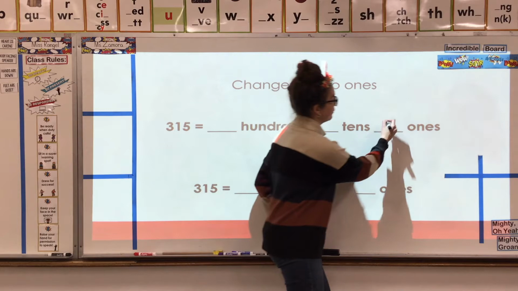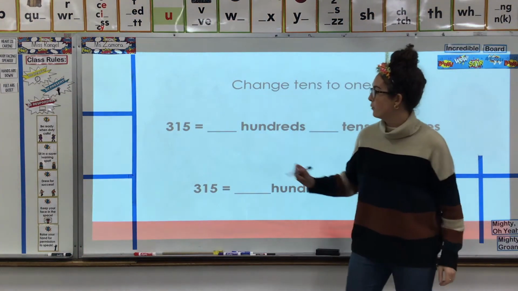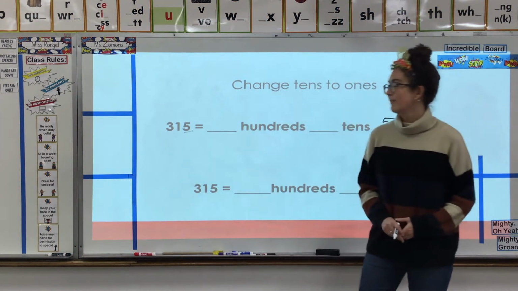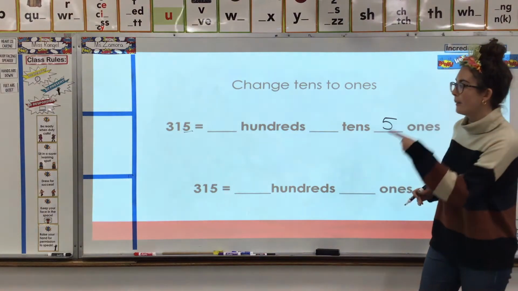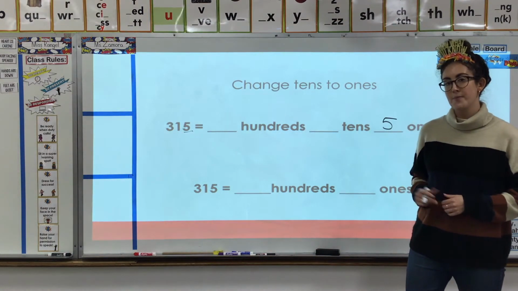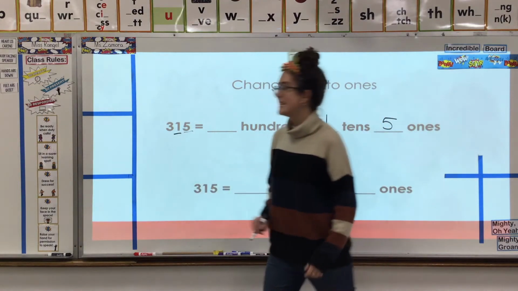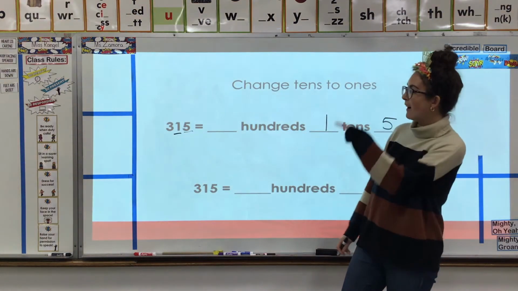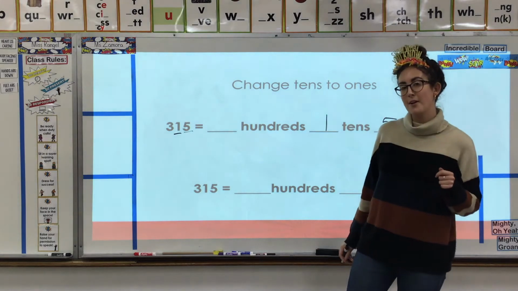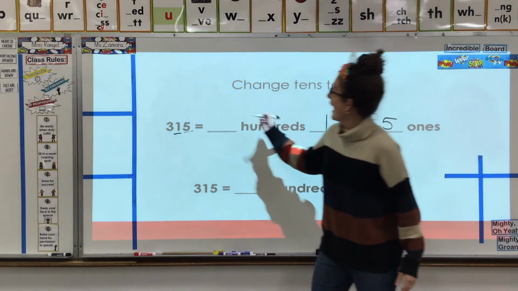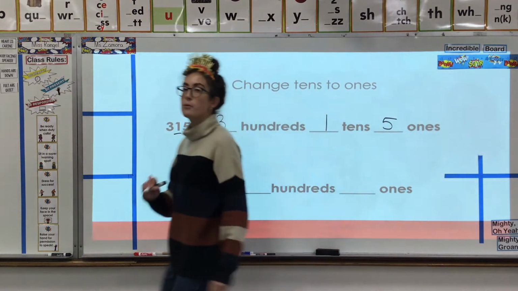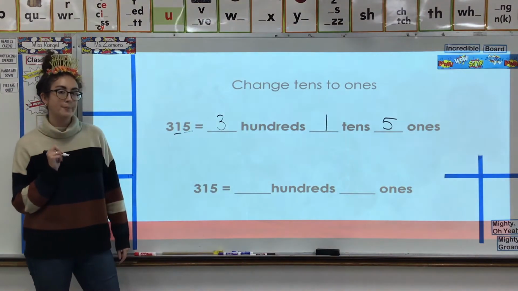There are 5 ones, exactly. How many 10s are there? How many 10s in this number? 1. There's just 1 10. What about hundreds? How many hundreds are there? 3. There are 3 hundreds in this number.